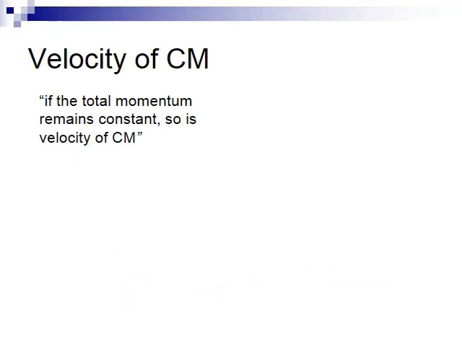If there are no outside forces, total momentum of the system remains constant. So is the velocity of the center of mass. In that case, we can calculate the velocity of the center of mass by finding the total momentum of each object divided by the total mass of the system.